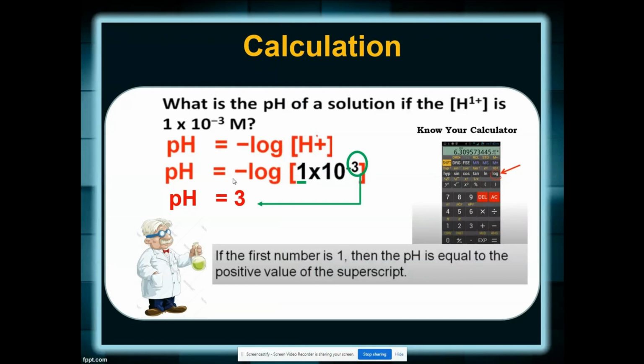Without pressing the calculator, you should be able to derive the pH value by looking at the standard form of it. This is only applicable if the first number is 1. If you're not sure, then you better use your calculator to calculate it. Okay, now let's go to the second question.